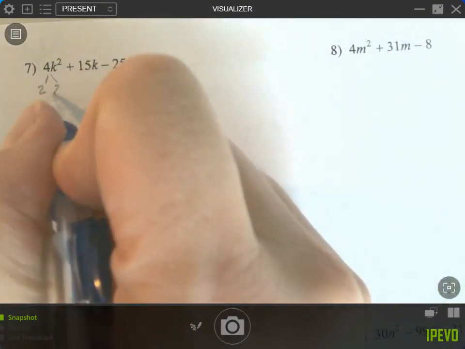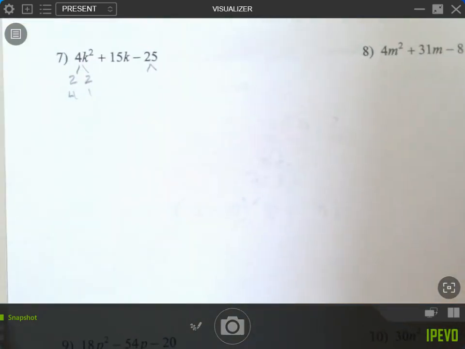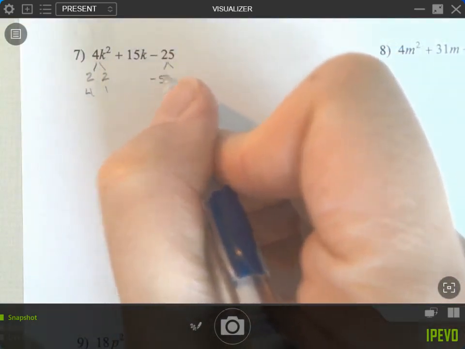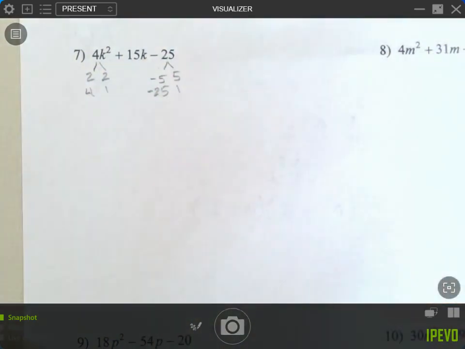2 and 2 or 4 and 1. What are your options for negative 25? Negative 25. Negative 5 and 5 or negative 25 and 1. I need a negative sign and we can figure that out later.